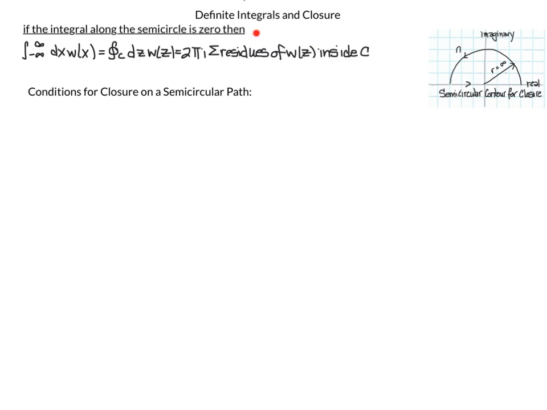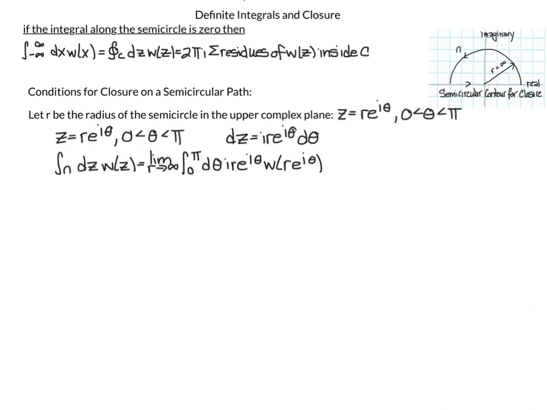I have my one-sentence summary here of what we just discussed. If the integral along the semicircular path is 0, then our integral along the real axis of w(x) is equal to the integral along the closed curve of w(z), which will equal 2 pi i times the residues of w(z), remember, inside C. And inside C will cover the upper half of the complex plane. Now we need to look at this statement where we said if the integral along the semicircle is 0. When does that happen? So that's our next topic, conditions for closure on a semicircular path.